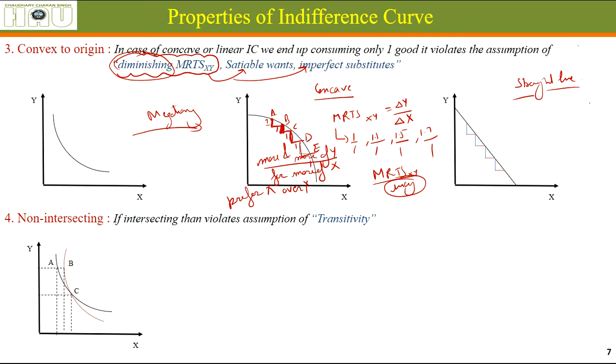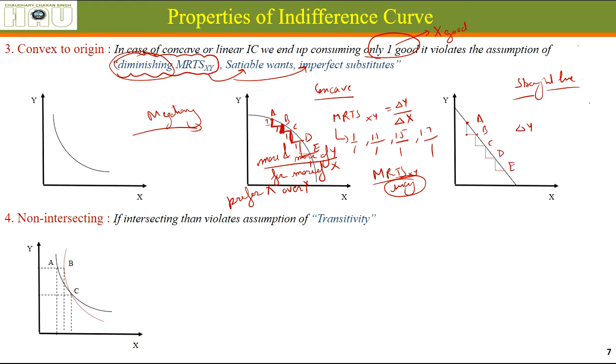Okay, so in this case, the consumer will end up consuming only one good, because it shows that he is directly preferring x over y. And which is that one good? The x good. Same is in the case of straight line, moving from point A, B, C, D, E.